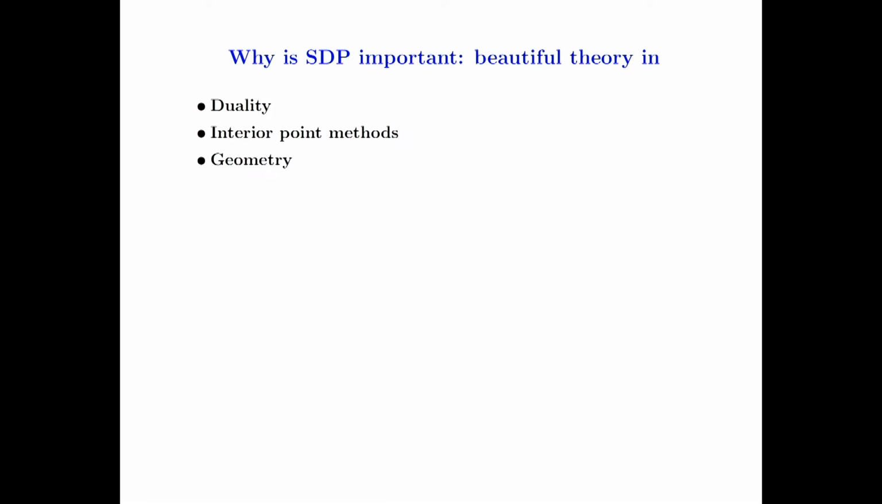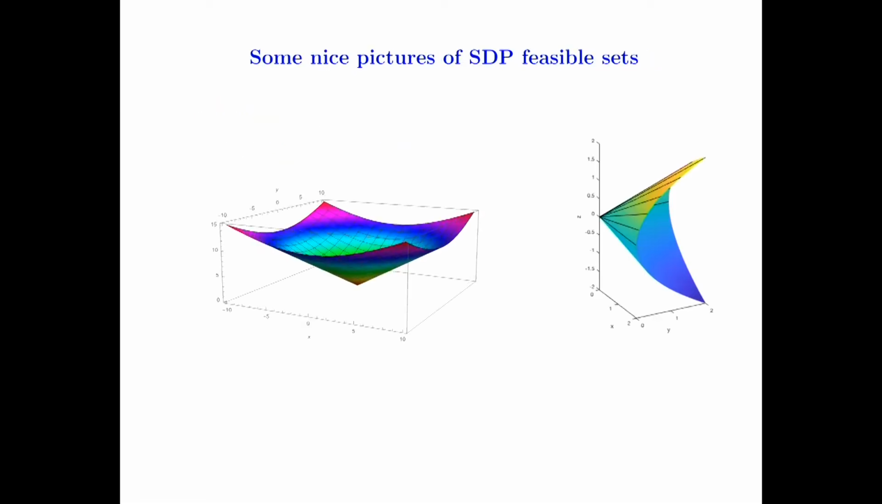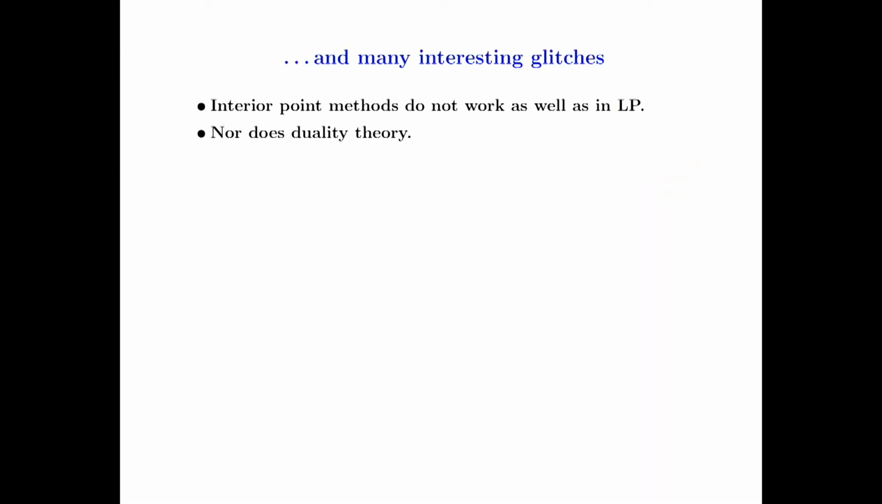Now, just to show a little bit of a motivating picture, we can draw beautiful pictures of semi-definite programs. For example, this picture on the right is the set of 2 by 2 positive semi-definite matrices, which can be nicely pictured because of symmetry. There are only 3 dimensions that we have to picture. And this is the feasible set of a nice SDP. Of course, we have to take the convex hull of the surface because everything is convex. And there are some very interesting glitches, which is what got me excited.